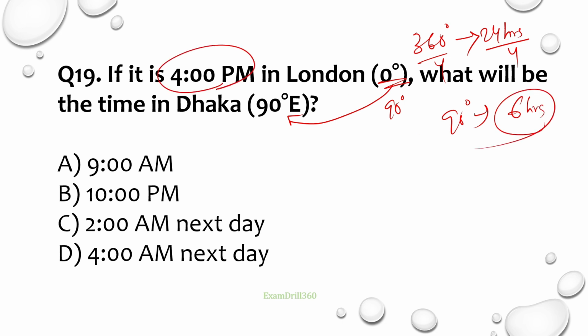So if it is 4 p.m. now in London at 0 degrees, then what will it be at Dhaka? Let's add 6 hours. 4 p.m. plus 6 hours, how much? 10 p.m. I think technically Dhaka is not exactly 90 degrees east, so let's just go with whatever the question asked. Next. Correct, 10 p.m.